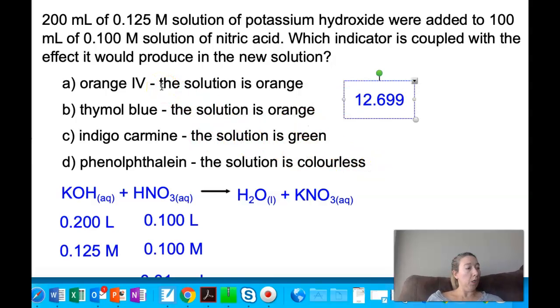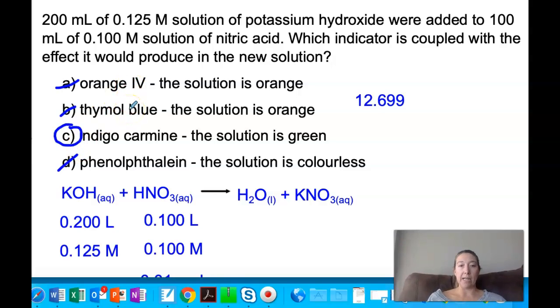So orange 4, it says it's orange. So if we look at our data table, orange 4 being orange would be a pH between 1.4 and 2.8. We don't have that, so it's not A. Okay, thymol blue being orange, again, looking at your table, that would mean a pH between 1.2 and 2.8. So that is also out. So indigo carmine being green, that would be a pH between 11.4 and 13, which we do have. And then phenolphthalein being colorless, stops being colorless at 8.2, so that one is out. Okay, so we're left with only C as the correct answer.